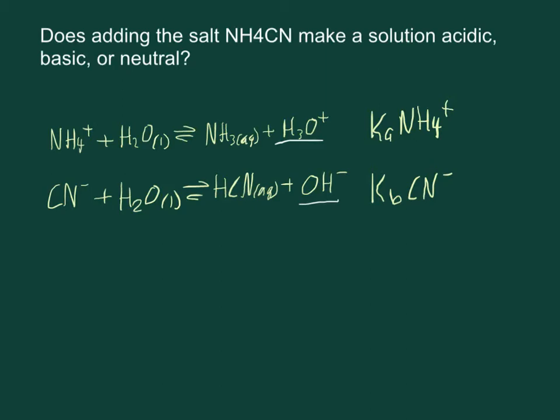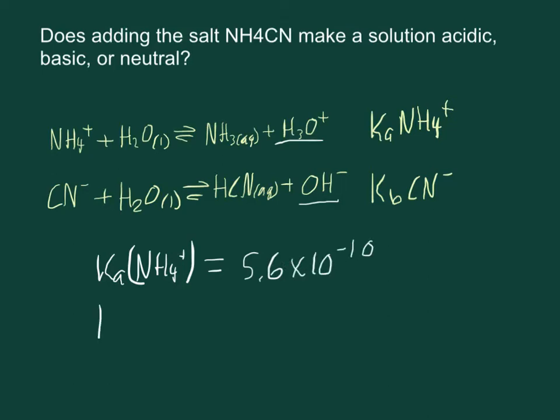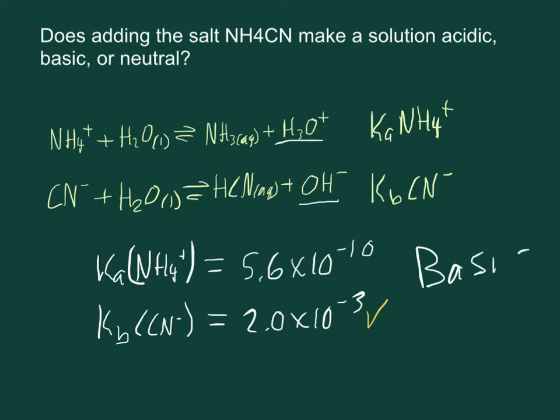So if we look this up, we see that the Ka for the ammonium is equal to 5.6 times 10 to the negative 10th. The Kb for the CN minus is equal to 2.0 times 10 to the negative third. 10 to the negative third, clearly a lot larger than 10 to the negative 10th. This will react a lot more, and you'll make a lot more OH minus than you will make H+, and therefore the pH will be greater than 7, and this solution will be basic.